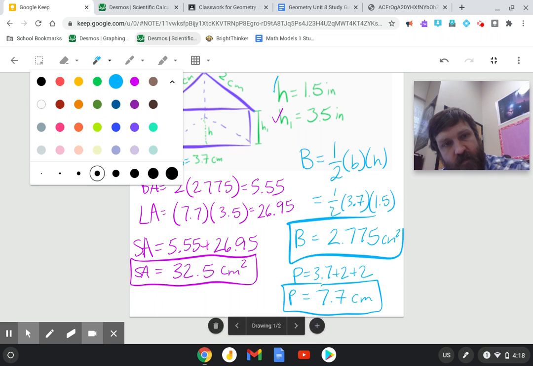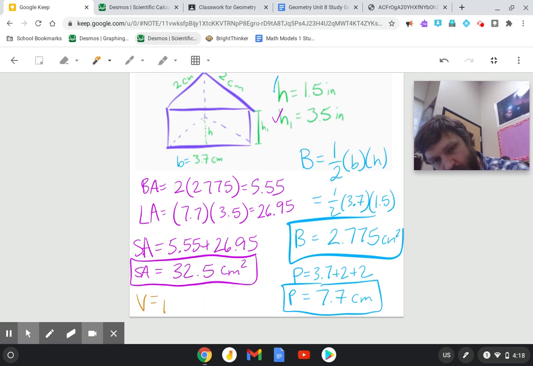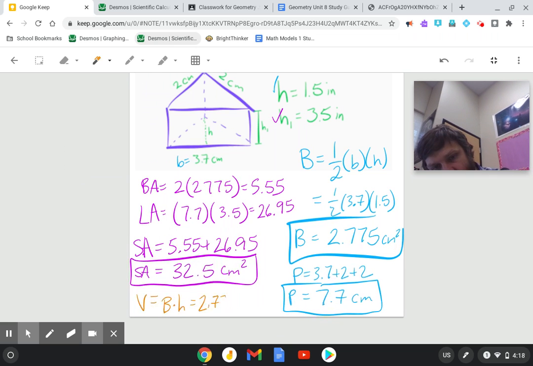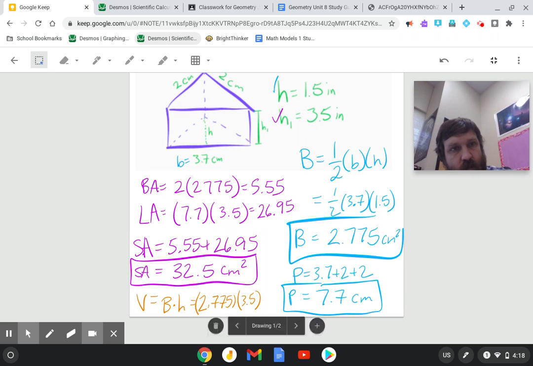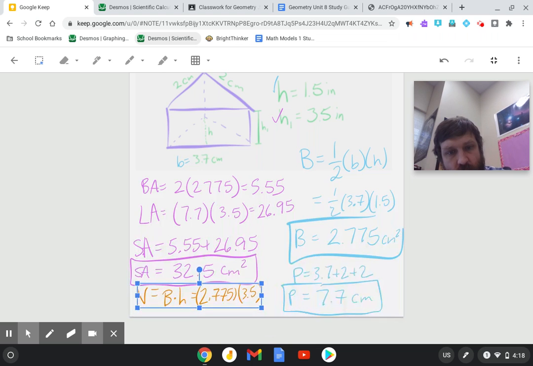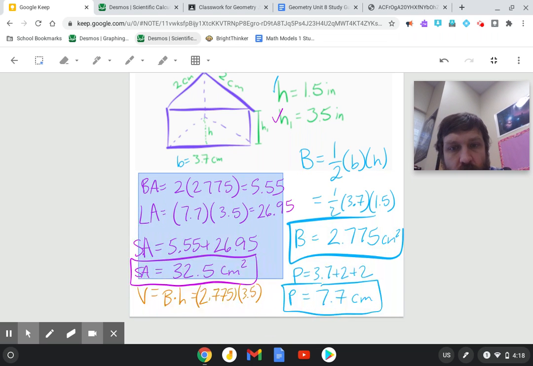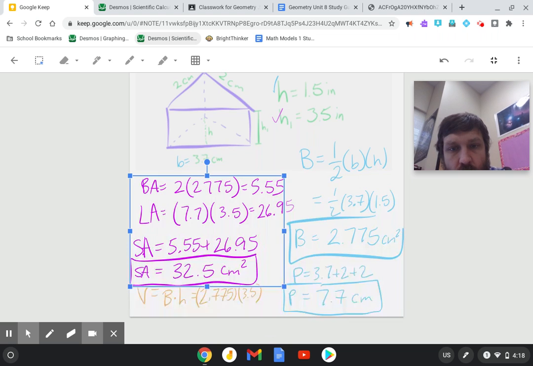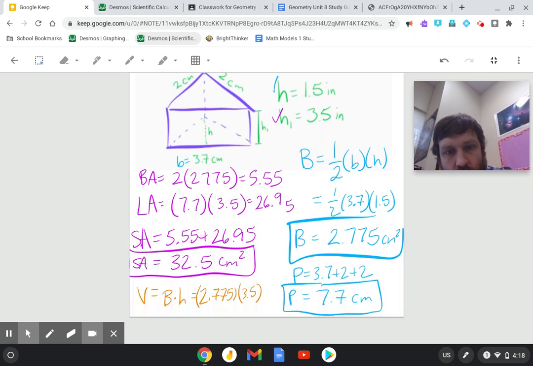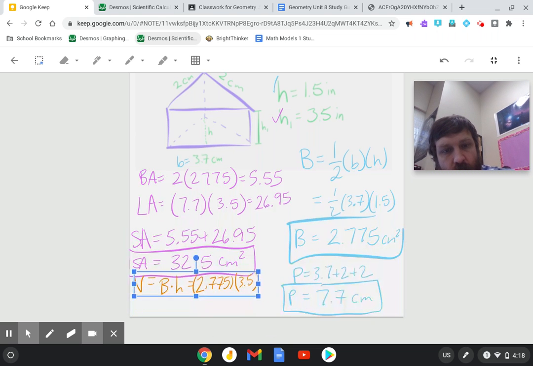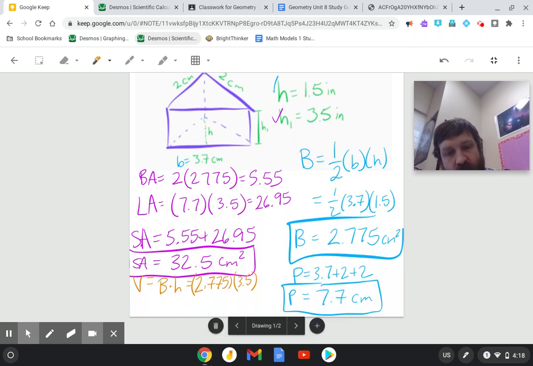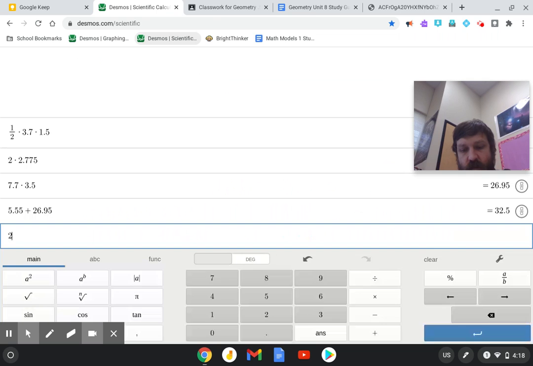And then lastly, we're going to find the volume. The volume formula is the base area times the height, which in this case is 2.775 times 3.5. Let me try to move this up real quick. I'm going to try to move all of this up as well. A little more room here. Sorry about that. Let's move this up. There we go. And so then the volume equals whatever 2.775 times 3.5 is.